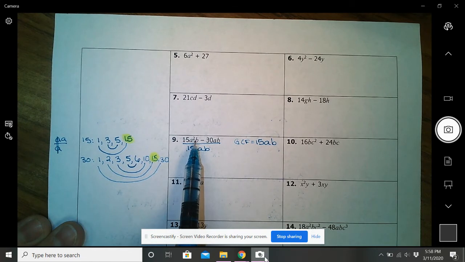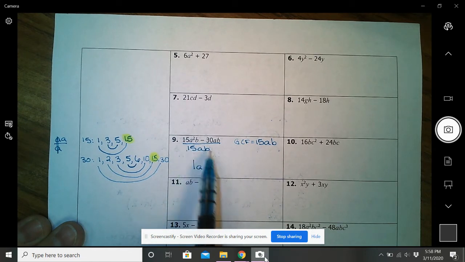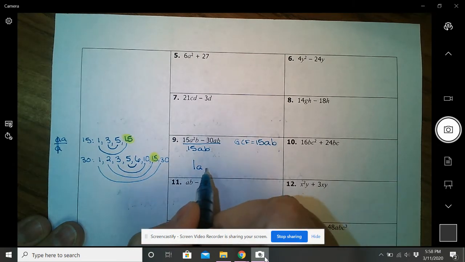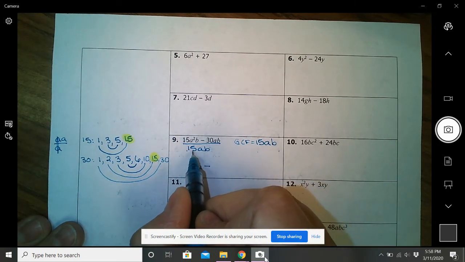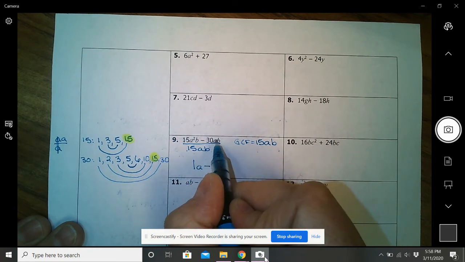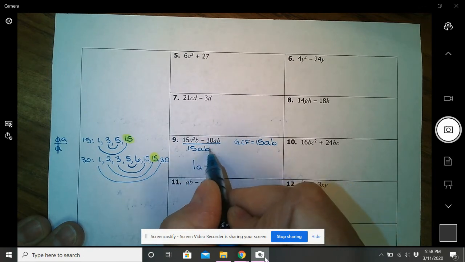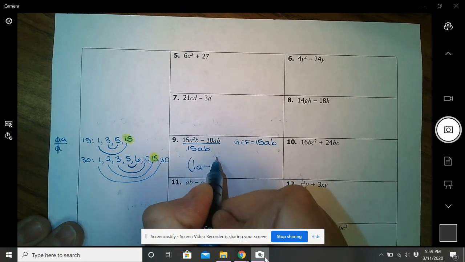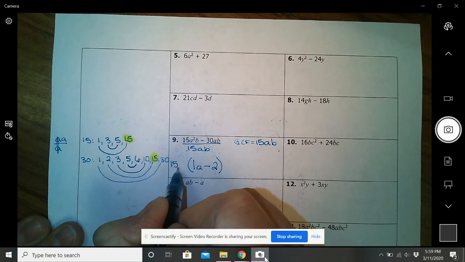If I'm dividing B over B, both of those B's cancel out, so there are no B's left. Now to the second term. 30 divided by 15 is 2. The 2 A's here would cancel each other off, and the 2 B's would cancel each other off. So this is the quotient after dividing off the GCF.